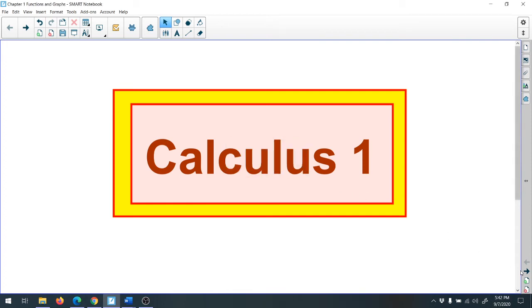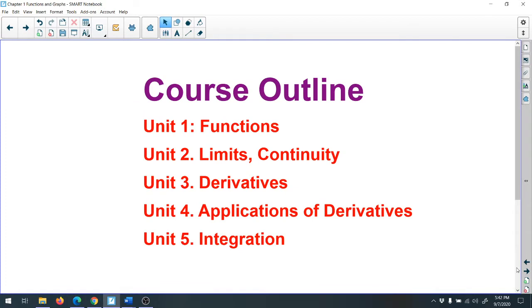Calculus 1 course. In this course, we have 5 essential units: functions, limits, and continuity. And we have in Unit 3 derivatives. In Unit 4, we have applications of derivatives. And then we ended with integration.